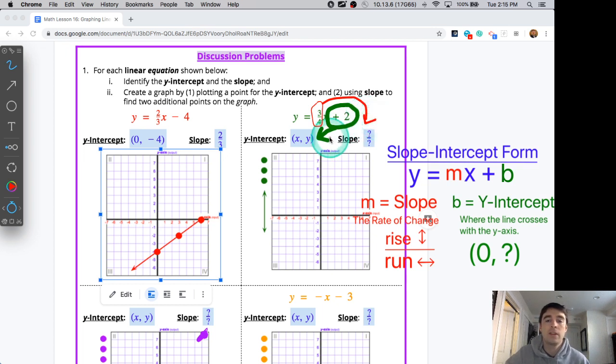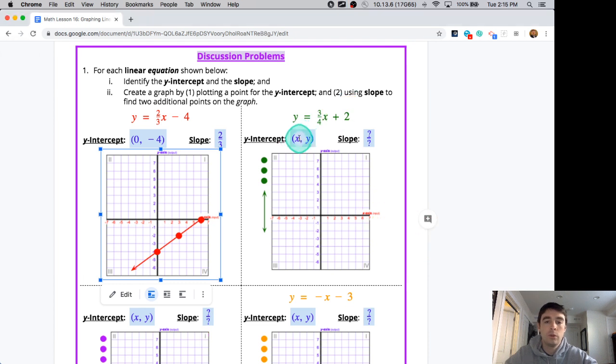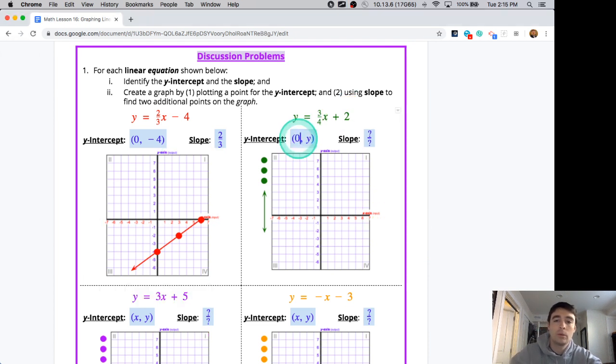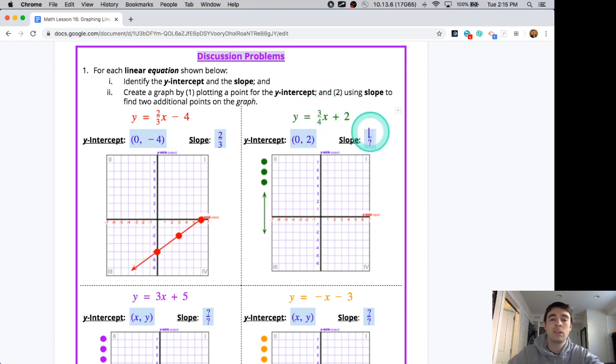So I'm going to go ahead and enter those numbers, 0 and 2. If you make the x value 0, this equation says my y value starts out with a value of +2. And then it also says for every 4 x's, the y will go up by 3, or our slope is a rise of 3 and a run of 4.